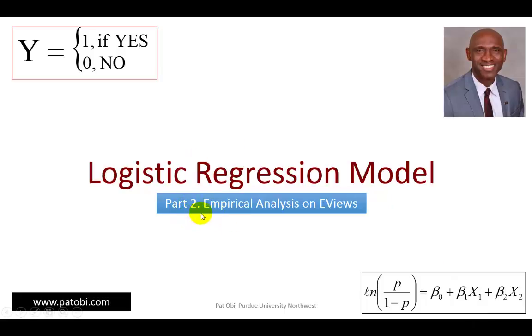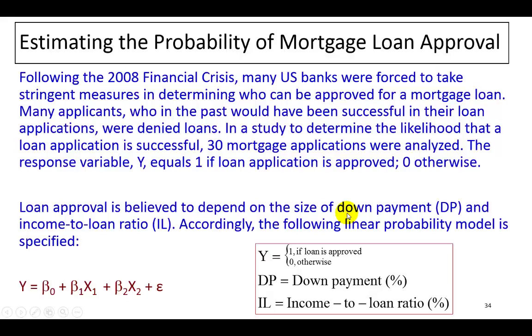Welcome to my second of 3 presentations on logistic regression model. In this presentation, I'm going to show how to obtain logit regression estimates using EViews. The lead story for this presentation is shown here, and you can pause this video to read it, but I'm going to summarize it real quick. Now, this is a 2 independent variable model in which we seek to estimate the likelihood of loan approval given the applicant's down payment x1 and income to loan ratio x2.